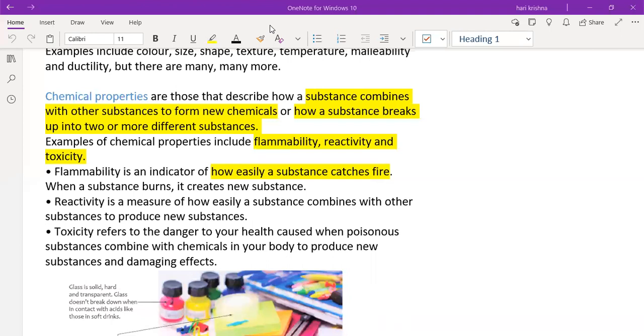Sir, metal is not flammable. Examples of inflammable are diesel, petrol, kerosene, and liquid petroleum gas. Coal does not come in inflammable. Okay, one minute. Then it is flammable. Yes, it's flammable.